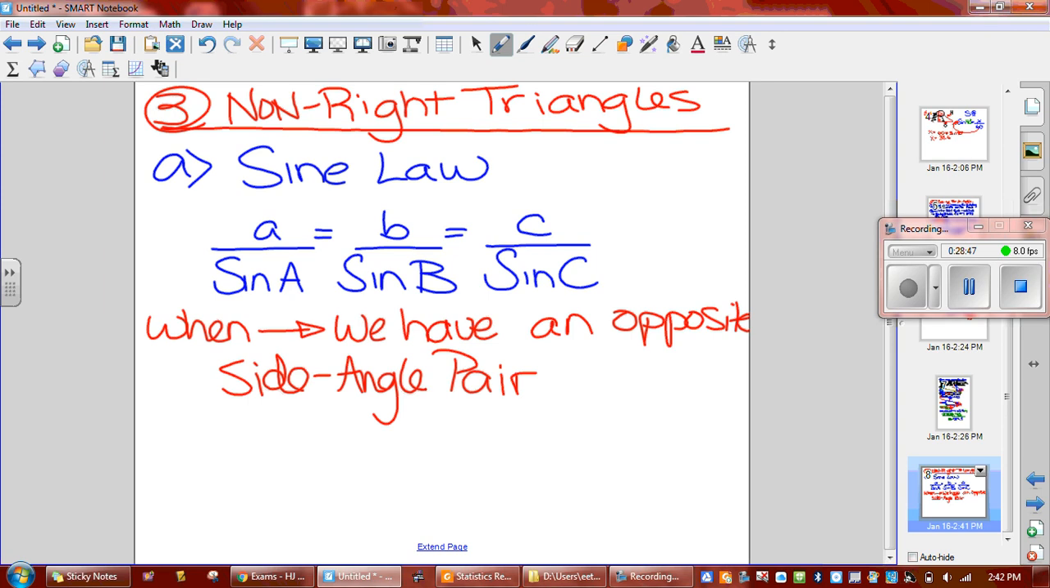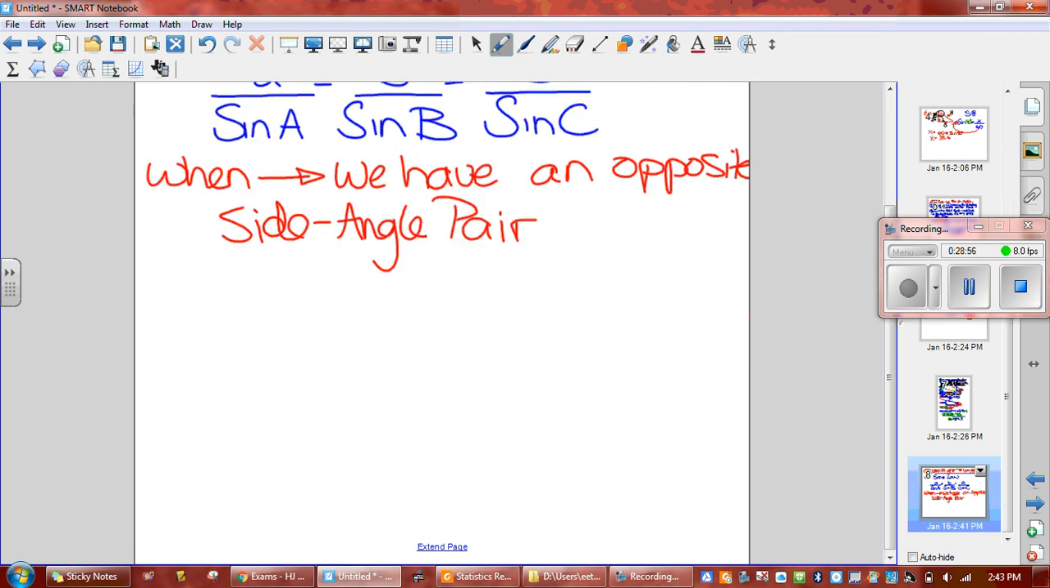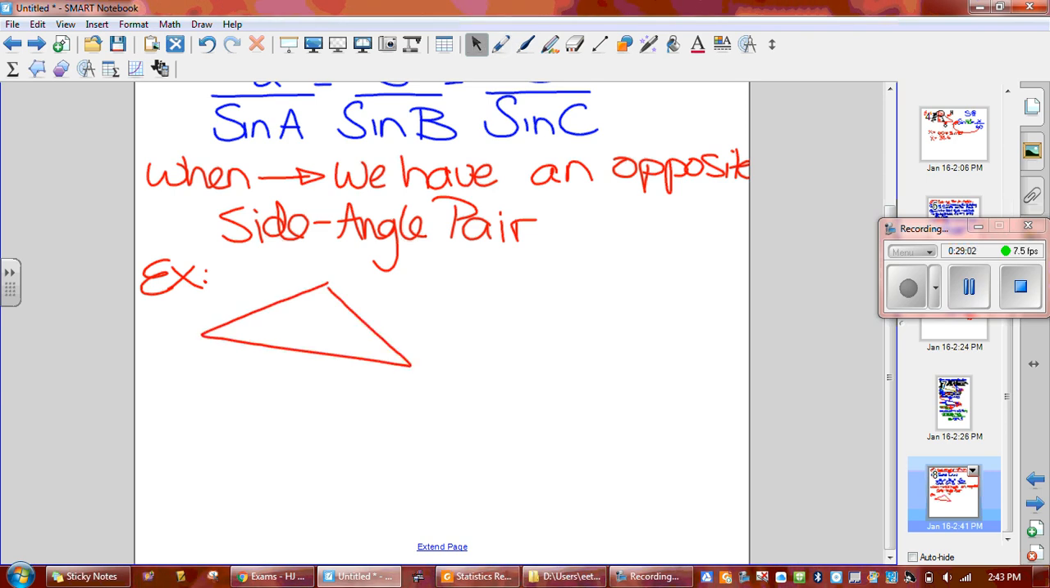So, example. Here's my triangle, and I have no right angles. That kind of looks like I have a right angle. Let's make it a little bit different. So we're going to make it stretch way out and come in. There we go. Now we definitely don't have any right angles. Okay.